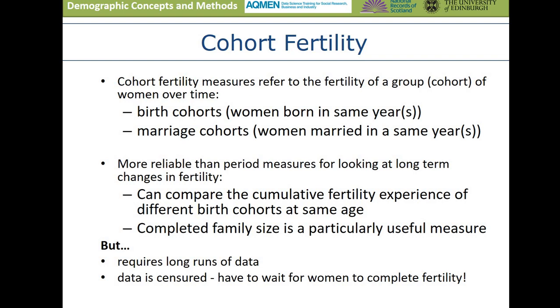childbearing years. The challenge of cohort fertility is we require long runs of data, and our data suffers from censoring. So we have to wait for women to complete their childbearing ages in order to derive our cohort measure of fertility.